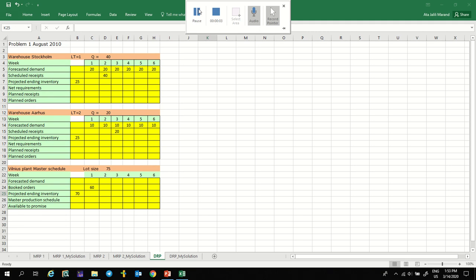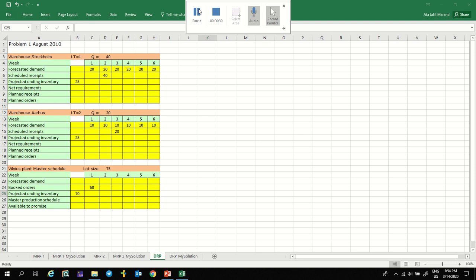Example 3 is about DRP. It is an exam assignment from 2010. There is a plant that serves the customers in two markets, the Danish market and the Scandinavian market. The customers in the Danish market are served by a warehouse in Aarhus, and the rest, the Scandinavian customers, are served by a warehouse in Stockholm.